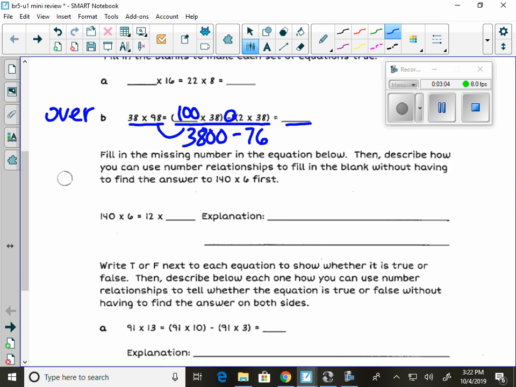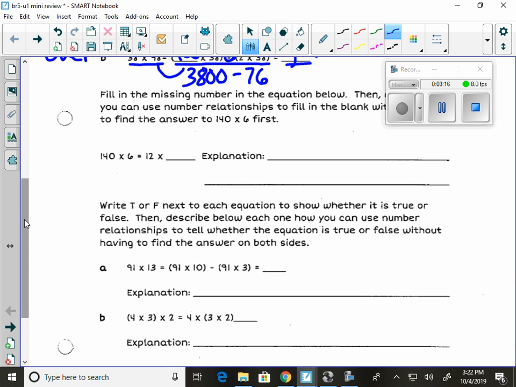You can do the math off to the side, but I know this answer is 3,724. 3,800 minus 76 is 3,724. And then this section here says, also fill in the messy number, but explain what's the strategy you used. This one here is, again, a doubling and halving situation where they have doubled 6. So that means we need to take the other factor, 140, and divide that one by 2. Cut it in half. And that's 70.